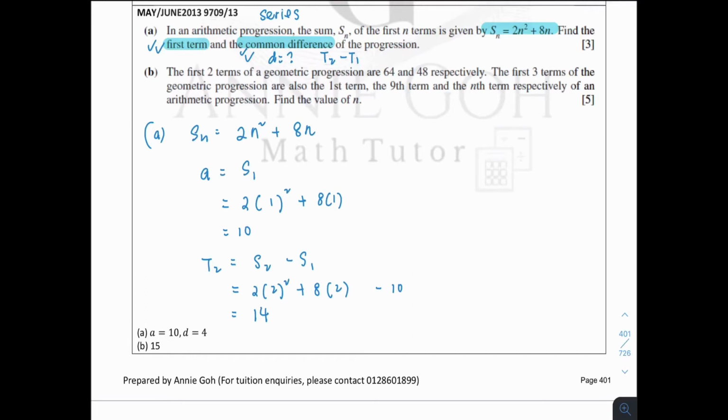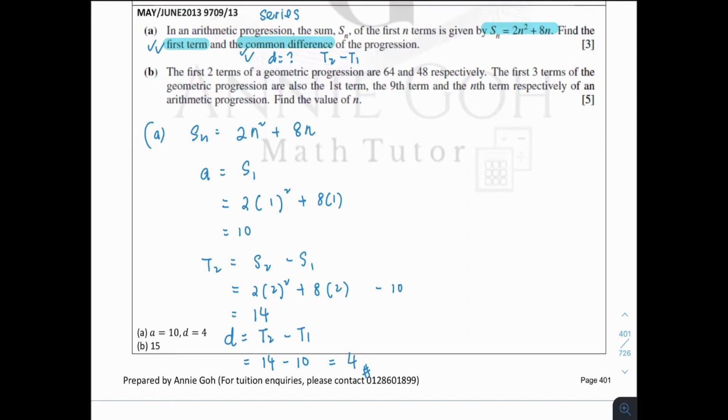So to find the common difference d, it is equal to the second term minus the first term, which is 14 minus 10. So the final answer is 4. That's how we find the first term and the common difference when you are given Sn, the general term for the sum. That's for part A.